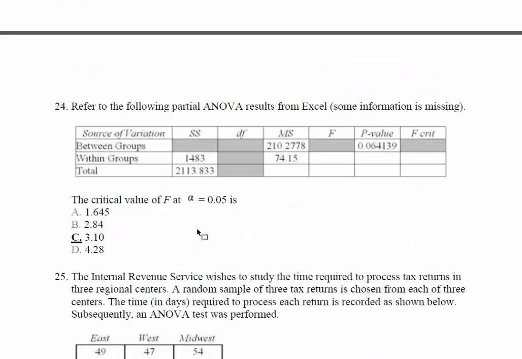That's 23. 24. Refer to the following partial ANOVA results from Excel. Okay? The critical value of F at 0.05 is what? Again, do you need the sample statistic to calculate that? No, because you're looking at the critical value, therefore where do you go? You go to page 570 of your book, look at the table, you'll find this is the correct answer.